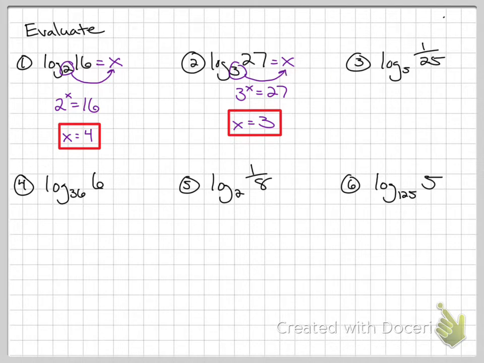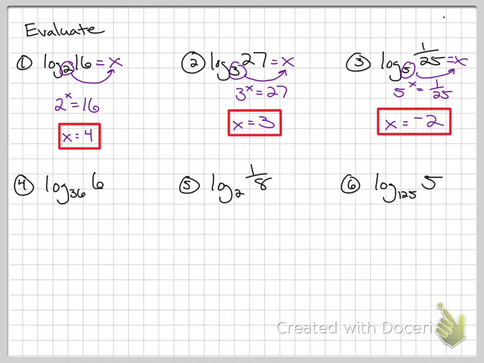Number 3, we're thinking 5 to what power equals 1 over 25. In order to get fractions as an answer, you need negative exponents. So in this case, x would have to equal negative, and then 5 squared is 25, so negative 2. The negative gives you a fraction, 5 squared is 25. See if you can do the bottom ones.